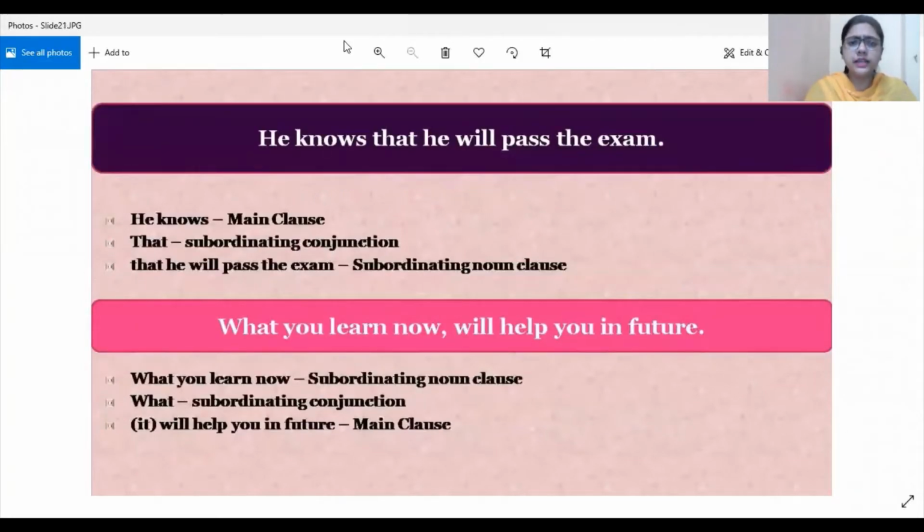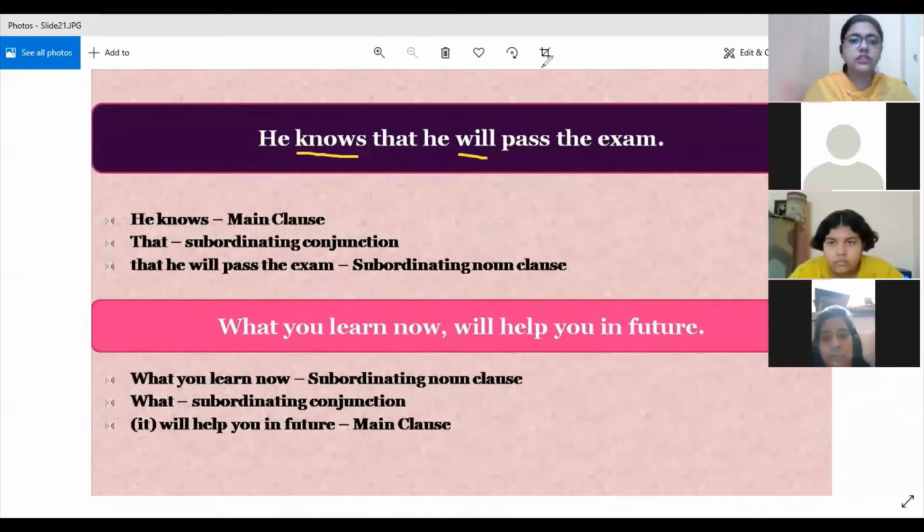Now, the first example, as you can see on the screen, is this. He knows that he will pass the exam. By looking at the sentence, first of all, what did I tell you? You have to find out the finite verbs. So we see there are two finite verbs, knows and will. By looking at the number of finite verbs, you can tell the number of clauses present in a sentence, isn't it? So there are two clauses. He knows and that he will pass the exam.